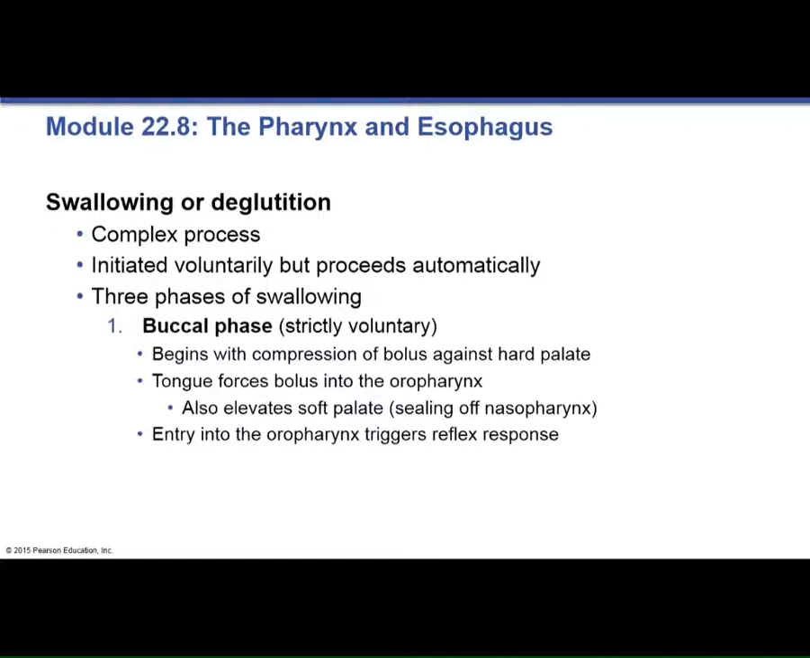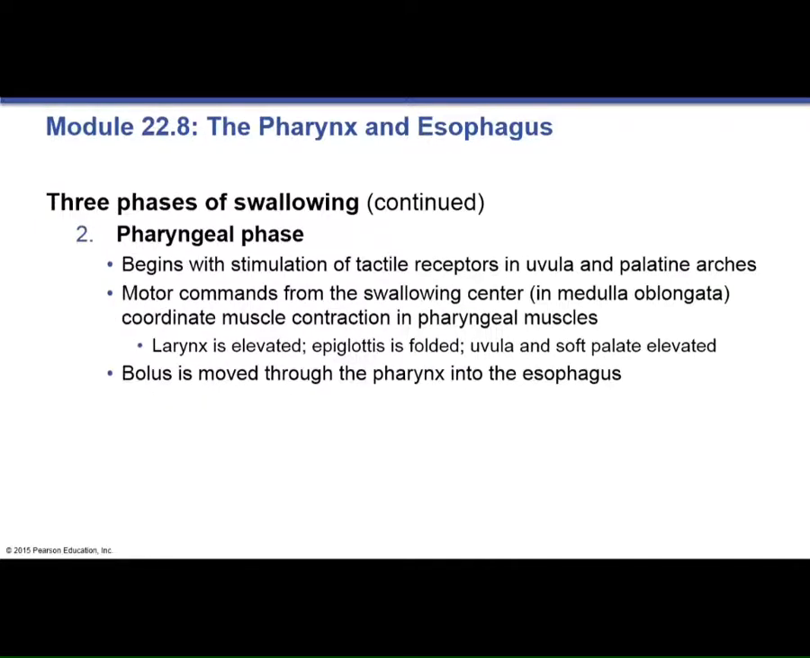and food is going to start entering down deeper into the oropharynx, and this is going to trigger the pharyngeal phase. Now, this is going to be stimulated by the touch receptors, the tactile receptors found in the uvula and the palatine arches, and now we're switching from voluntary to involuntary. So this is now going to be controlled by a part of your brainstem from the medulla oblongata, referred to as the swallowing center, and this is going to coordinate those muscles of the larynx, the epiglottis, the uvula. Some of those things are out of your complete control.